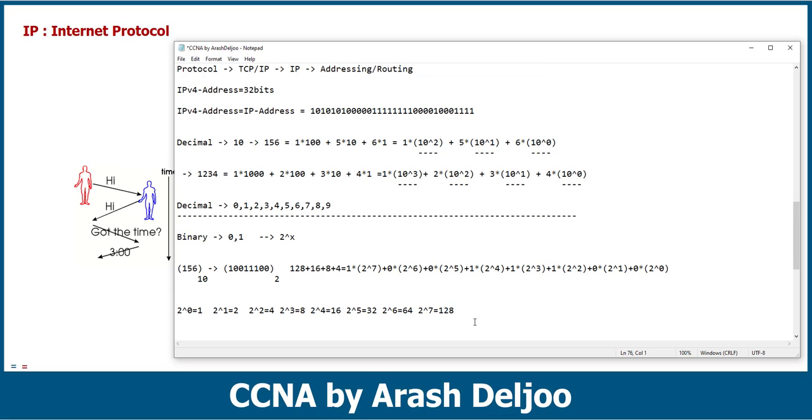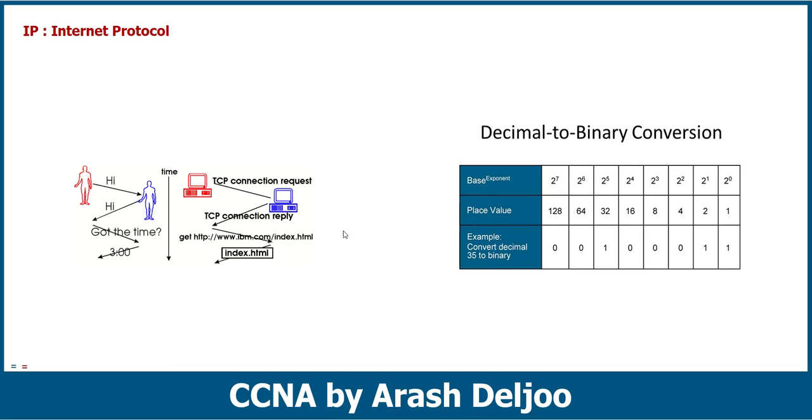These examples are important for us, but before that, look at here, decimal to binary conversion. The base 2 exponent: 2 to the power of 7 is equal to 128, 2 to the power of 6 equals 64, as I mentioned before, 2 to the power of 5 is 32, 2 to the power of 4 is 16, 2 to the power of 3 is 8, 2 to the power of 2 is 4, 2 to the power of 1 is 2, and 2 to the power of 0 is 1. And here we can see the conversion of 35.